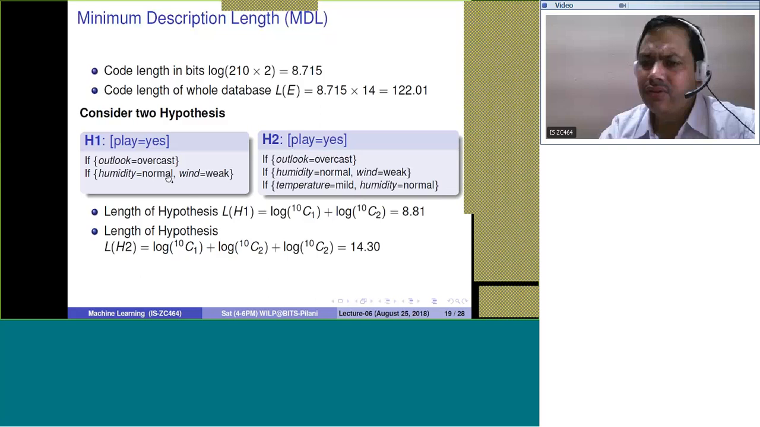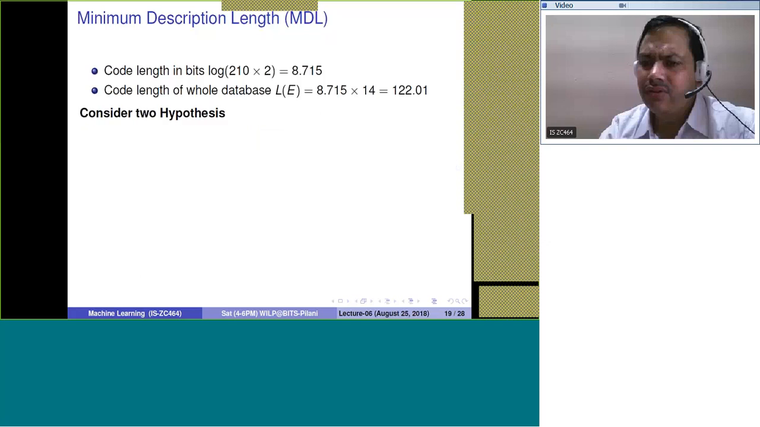How many values can you specify for humidity is equal to, wind is equal to? Because at this place you can put 10 values and here also you can put 10 values. The possibility was this 10 C2. We are just selecting 2 things over here and putting them into here. So the length of the first hypothesis is 8.81. Length of the second hypothesis, similarly, there are 3 things. So you put all these things, it comes to 14.30.